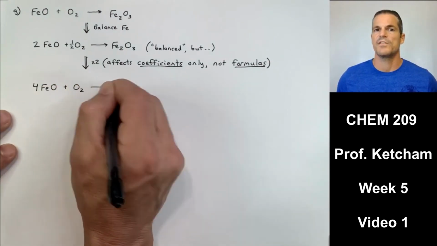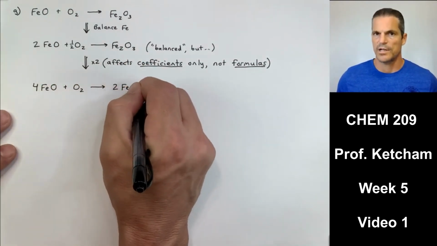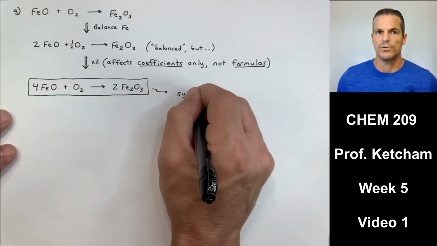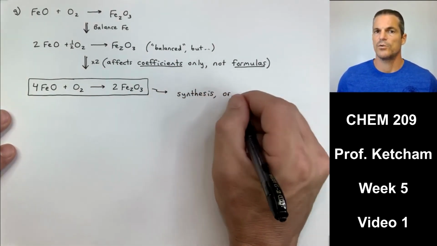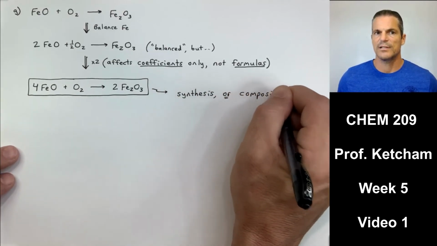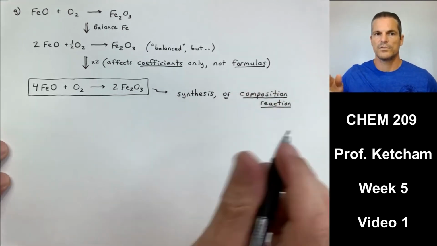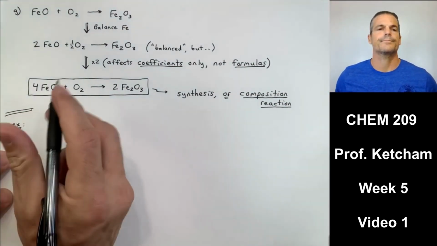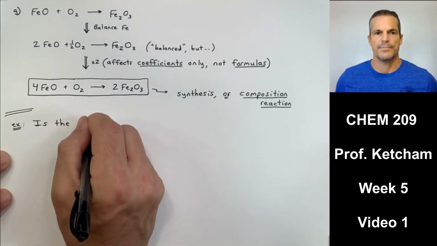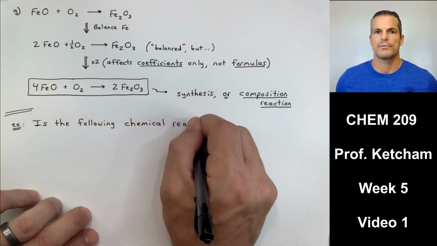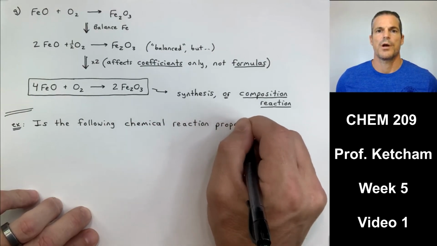So if I multiply everything through by 2, talking about multiplying the coefficients through, I have 4FeO plus O2 yields 2Fe2O3. So this is balanced. I cannot reduce the coefficients moving left to right of 4, 1, 2, so this is done. All right, example. Is the following chemical reaction properly balanced?